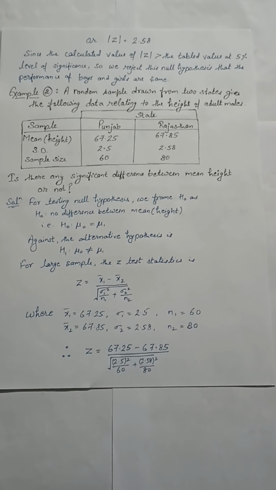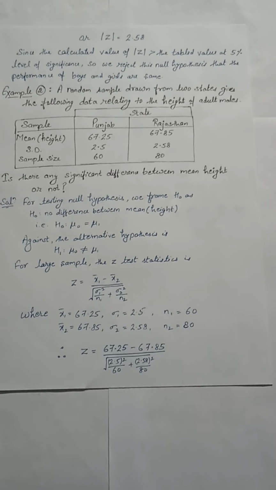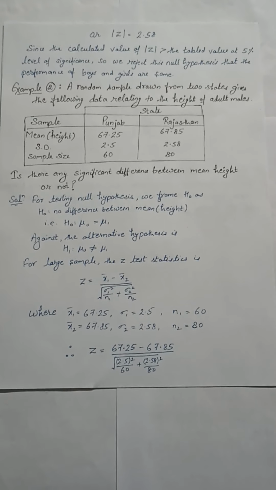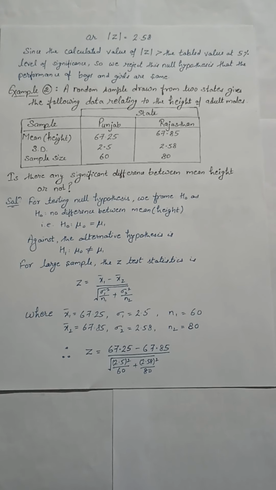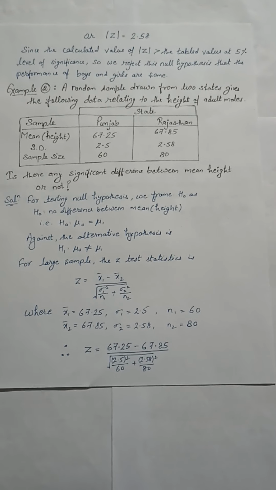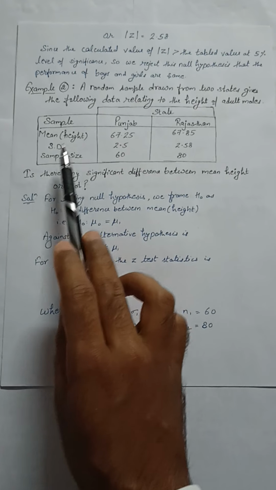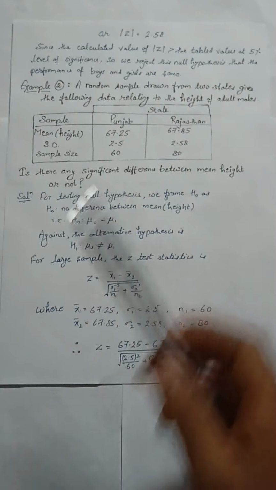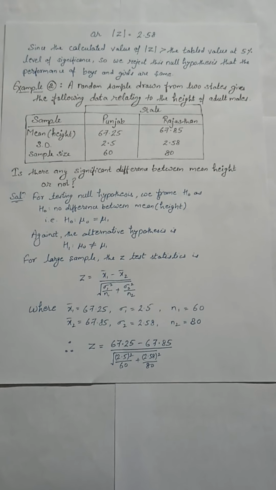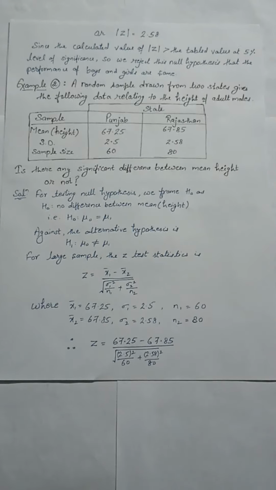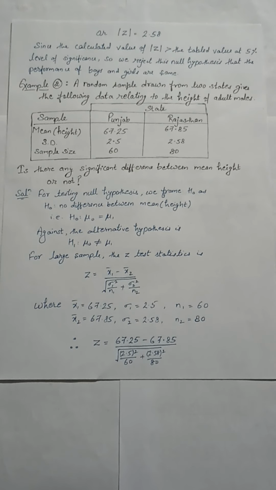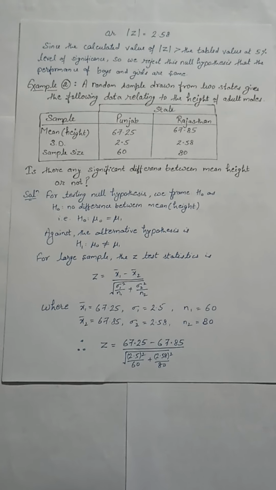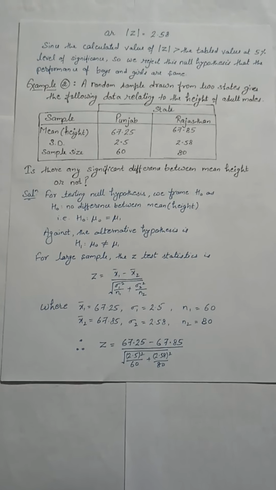So now let's consider another example for this. A random sample drawn from two states gives the following data relating to the height of adult males. Samples are of Punjab and Rajasthan. The measurements are mean of height, standard deviation, and sample size. Mean is denoted as x bar, that is x1 bar and x2 bar is given to you. Then standard deviation sigma 1 and sigma 2 is given to you, and n1 and n2, all the values are given, and it is being asked whether there is any significant difference between mean height or not.